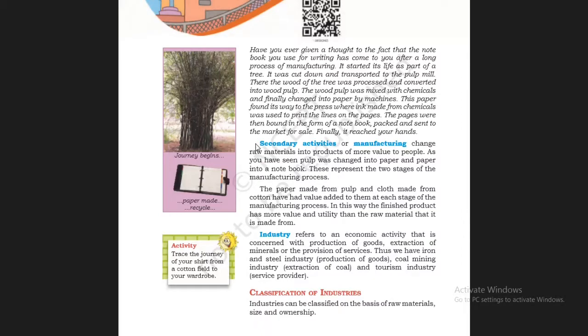So there are several pages. It formed a notebook, packed and sent to the market for sale. So after making that notebook, it was packed and sent to the market for selling, and at last it reached, from different shops, your hands, and you are able to write on that notebook. So this is the story of how we get paper.